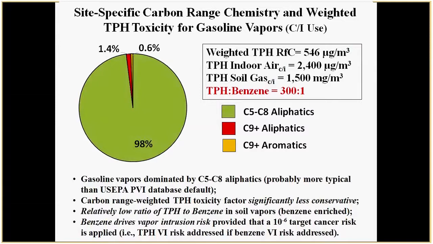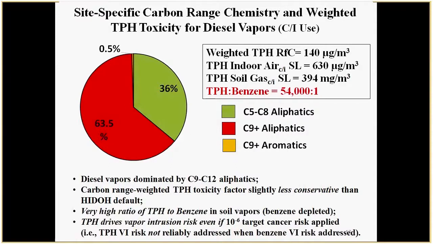Diesel vapors have a much higher proportion of C9, C8 plus aliphatics, which are more toxic than the lighter chain aliphatics. So your toxicity factor is lower, and your indoor air and soil vapor screening levels are lower. And also, and this is real data again, I think from this site or across the street, the TPH to benzene ratio was 54,000 to 1. So there's no benzene in the soil vapors here. You can meet screening levels for benzene for vapor intrusion and still have huge levels of TPH aliphatics that would obviously in the field pose vapor intrusion problems. So this is the case where you really have to look at TPH in addition to your indicator compounds.